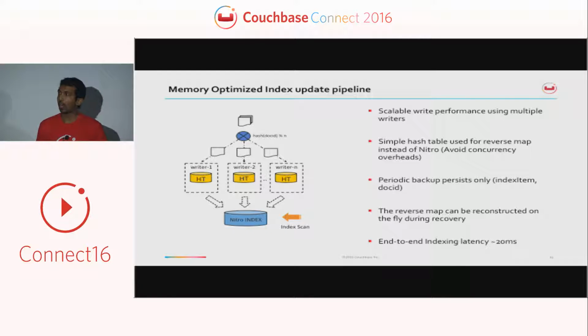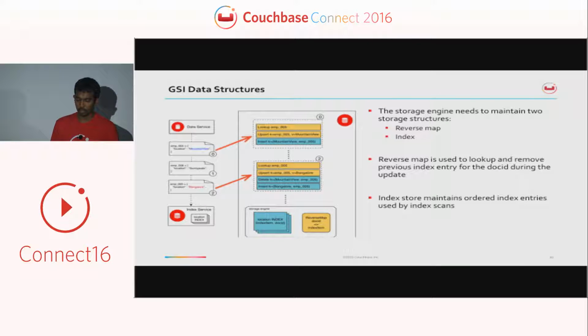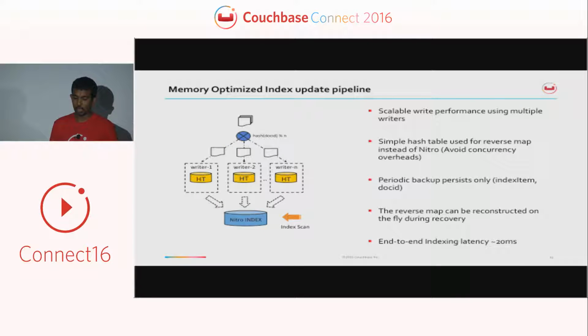Since we have this particular reverse map data structure, which is only used for writes, we ended up using a simple hash table, which is also locally partitioned. So the reverse map is partitioned per each of the writers. That means you don't have to pay any concurrency cost for this reverse map data structure.